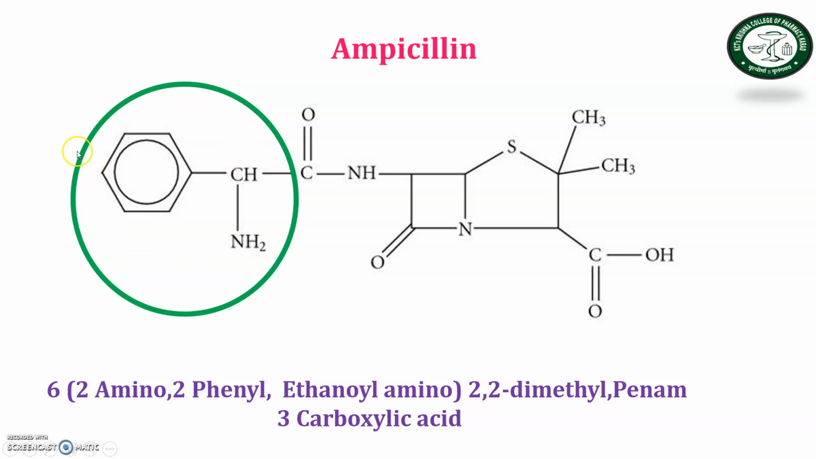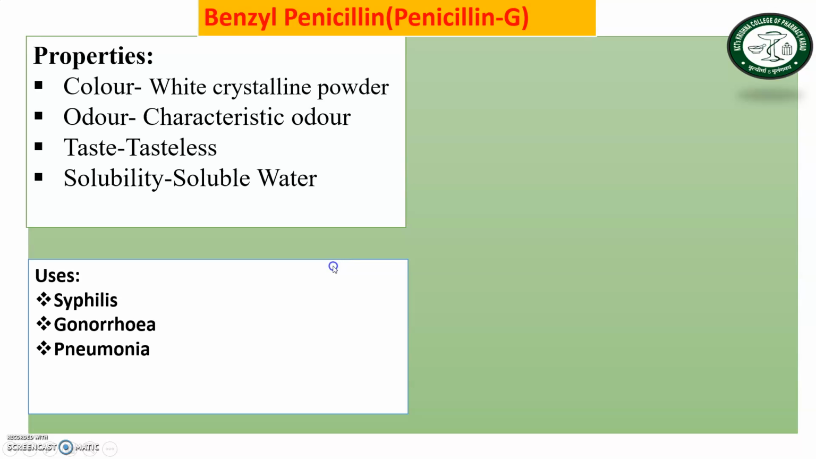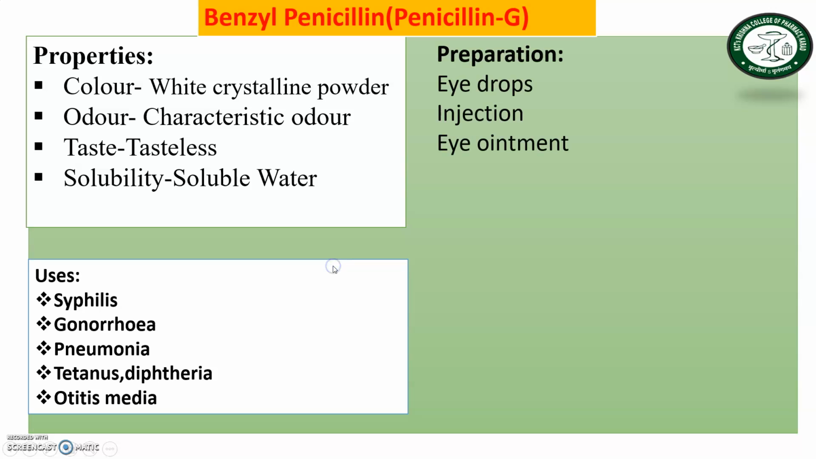If we compare all these structures, like penicillin V, ampicillin, and penicillin G or benzyl penicillin, all structures contain substituents present only at position number 6. The remaining penam structure is common to all. So next, what are the chemical properties of this structure? Then uses, preparations, brand names. Very important from the exam point of view.